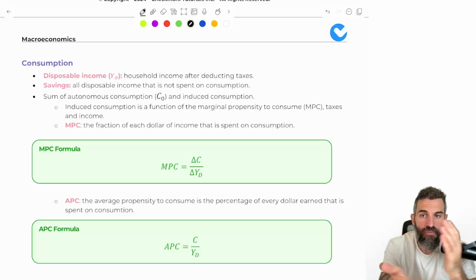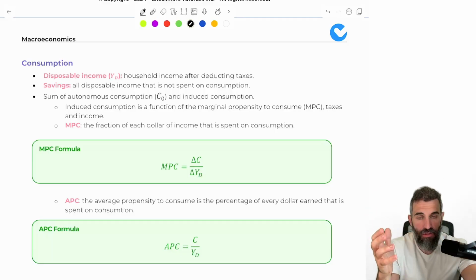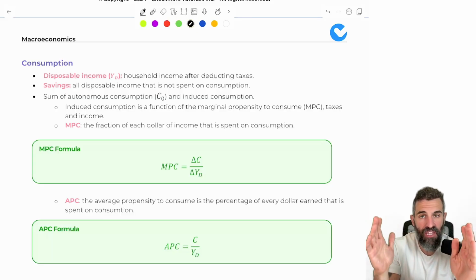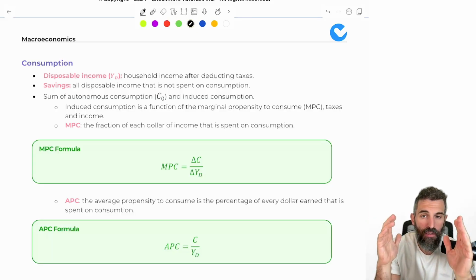So what are the key things to know? First of all, something called disposable income. Disposable income is basically all the money that we have available to us after deducting our taxes. So I make $100,000 this year, I have to pay $30,000 in taxes. The other $70,000 is my disposable income. My consumption is based on that.